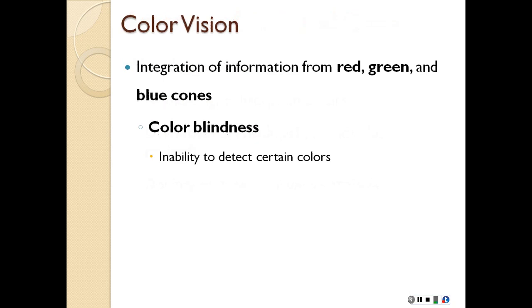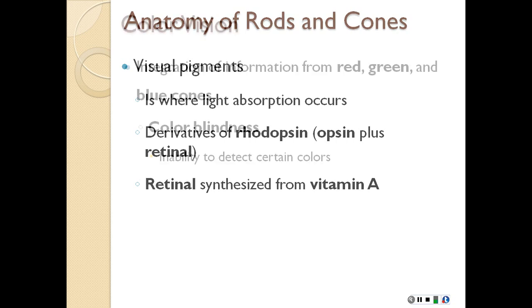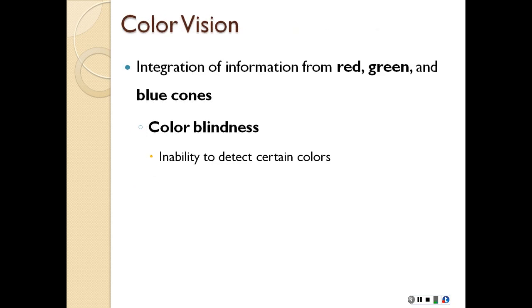All right, rods and cones. So the visual pigments. Remember the pigment layer of the retina, the derivatives of rhodopsin, opsin plus retinal. The retinal is synthesized from vitamin A. So these are the pigments that actually activate the rods and cones, what the rods and cones respond to when light comes into the retina to that pigmented layer, the most posterior part of the retina.